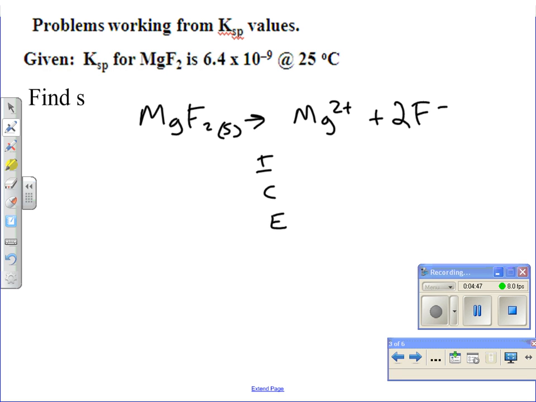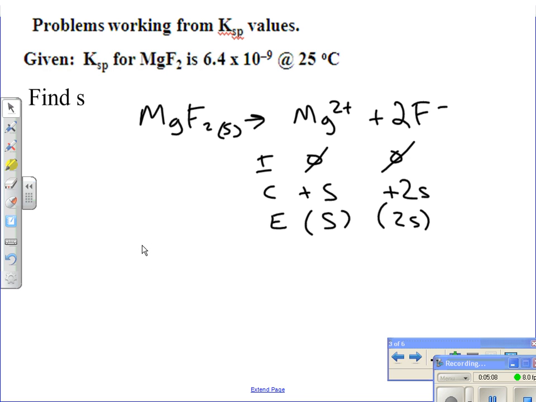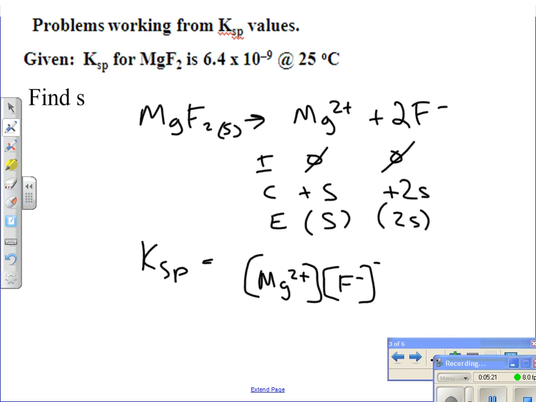ICE. No initial values, so it's 0 and 0. Plus S, plus 2S. If I drop it down, I end up with S and 2S. Then I write my expression. So when I go to write my expression, it's going to be Ksp is equal to the concentration of Mg2 plus to the first, concentration of F minus to the second. Then I drop my E-line values.